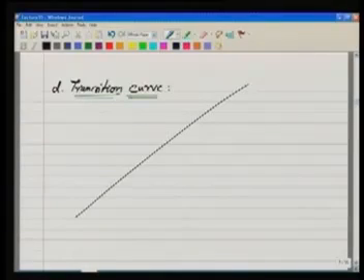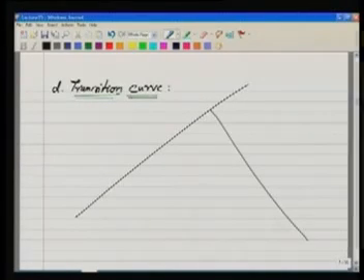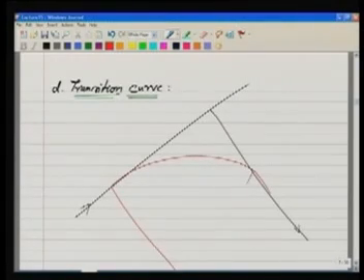Now let's take the example of a simple circular curve. What happens in that curve? This is the road which is approaching, and that's the road in which direction we need to go. So what we do in between is provide a curve, and this curve is a part of a circle, and the radius is r.